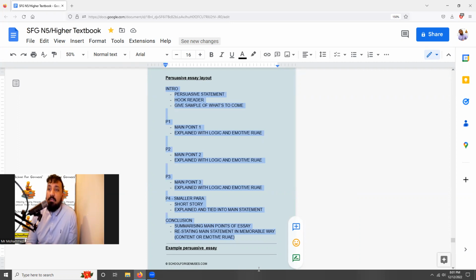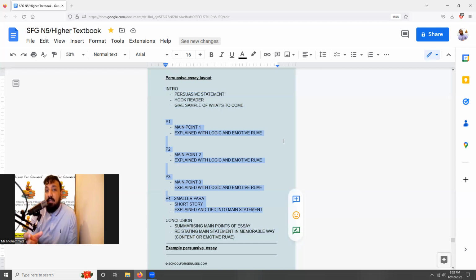Now the difference, just big picture, is instead of 3 paragraphs like in your critical essay, what you're going to have here is 4. It's going to be 3 big ones and then one smaller one. These are the main body paragraphs I'm speaking about, the ones in the middle. You're going to have 3 main paragraphs which outline your main points.